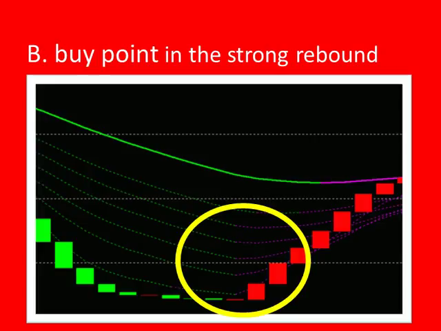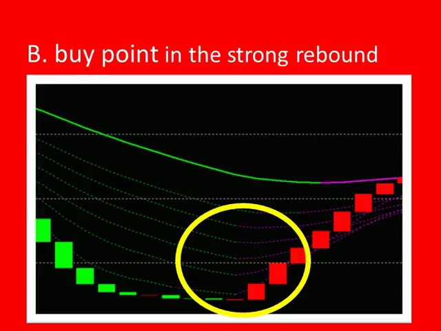Okay, so let's see this one. The primary trend is still downtrend. Then we should use assistant lines to judge. If you see the green turn to the red candlestick and above three assistant lines turn to purple, this is the strong rebound, okay? You can buy, you can add some position. This is the buy point in the strong rebound.